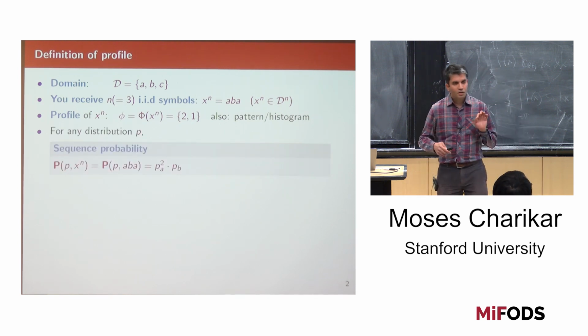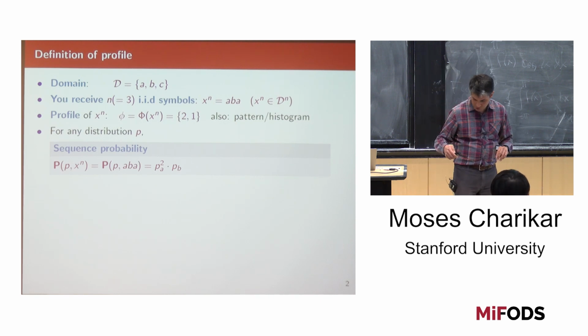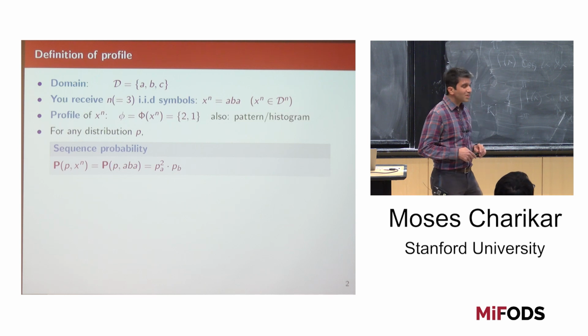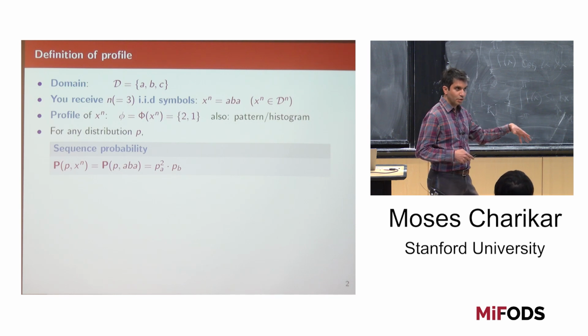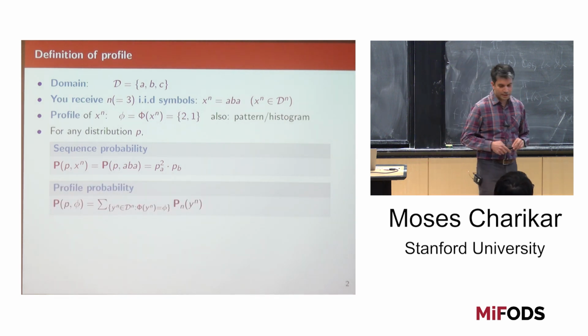One notion that you might associate with a sequence of samples is the probability of seeing this particular sequence A, B, A. Let's say PA is the probability of seeing A, PB is the probability of seeing B. The probability of seeing this particular sequence ABA is just PA squared times PB. Right? Straightforward. All right. What's the profile probability?